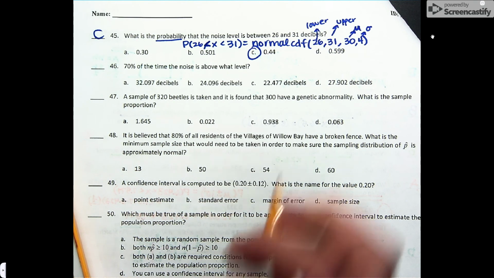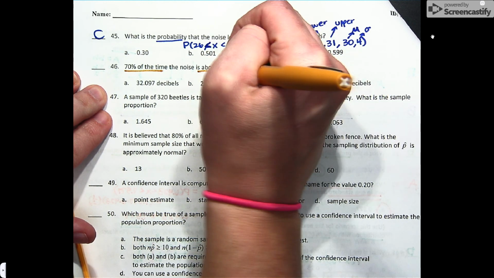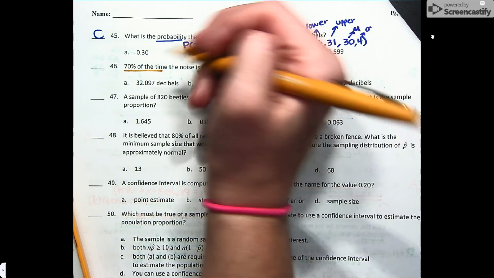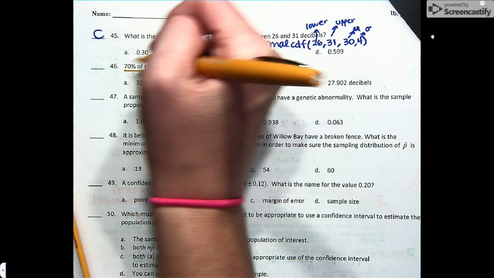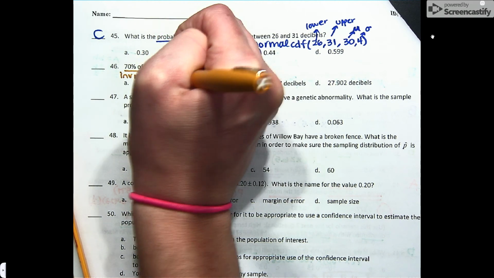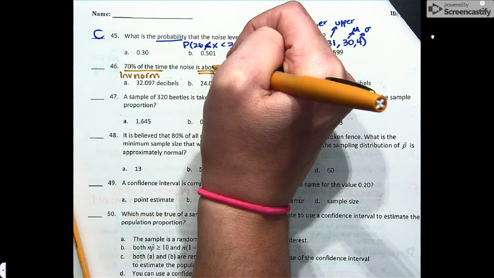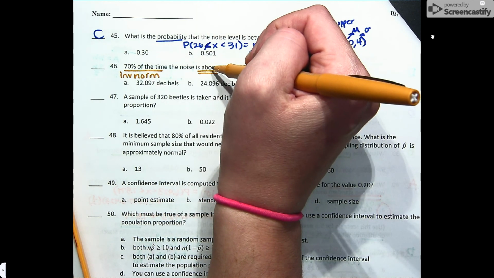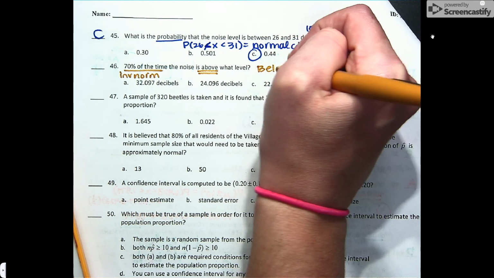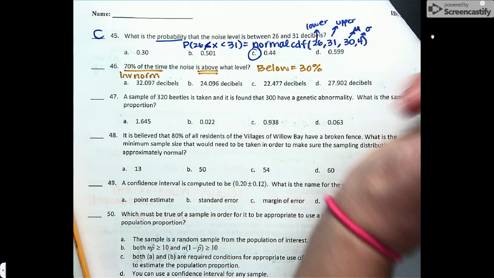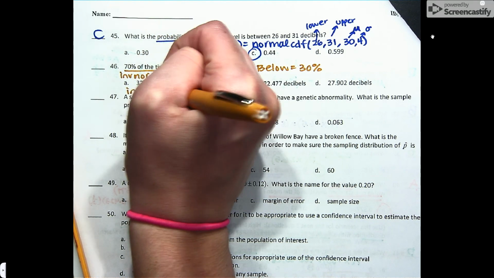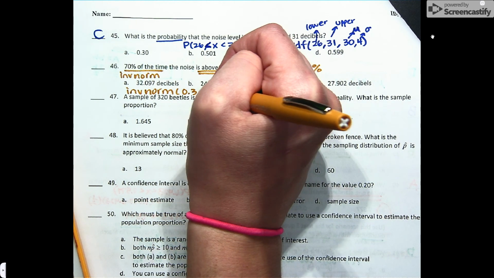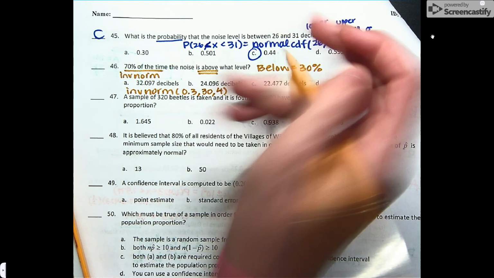Okay, the next one, 70% of the time the noise is above what level? So this is an issue because they're saying above what level? They're giving me a percentage, which remember is a probability, which means I'm going to use inverse norm, but inverse norm does not work for above. So you have to think about this logically. If 70% of the time it's above, below equals 30% of the time. So using my inverse norm, my area I'm going to plug in is not 0.7, it's going to be 0.3. Then comma the mean, comma the standard deviation.